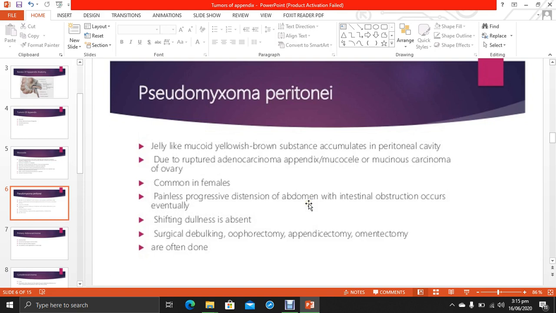What to do with pseudomyxoma peritonei? We do surgical debulking and oophorectomy, appendectomy, sometimes omentectomy as well. But nowadays there is another option: hyperthermic intraperitoneal chemotherapy. This is done throughout Pakistan, and we do it in War 2. But for that, a perfusion machine is needed, and we have got successful results for pseudomyxoma peritonei.